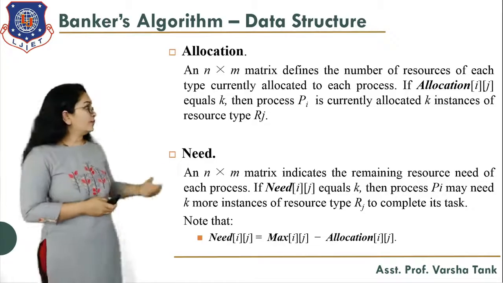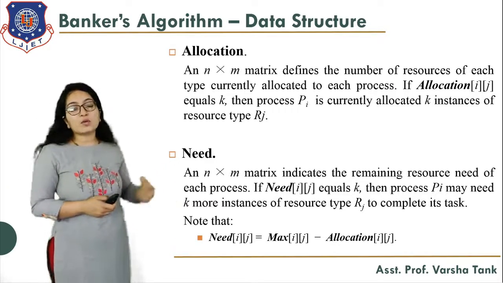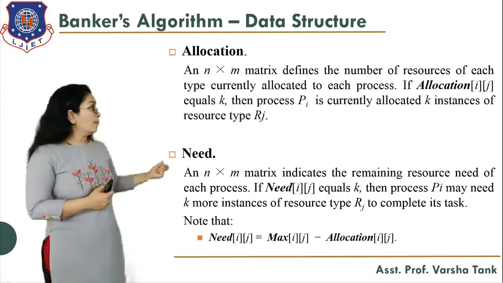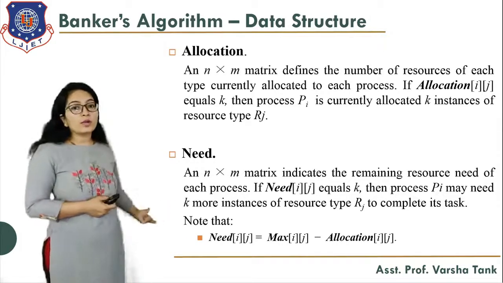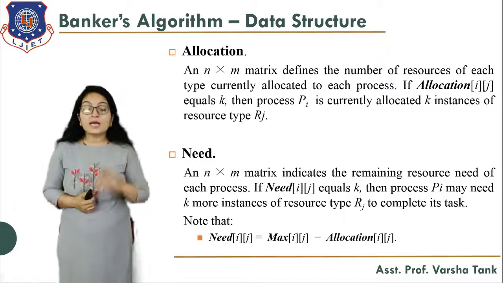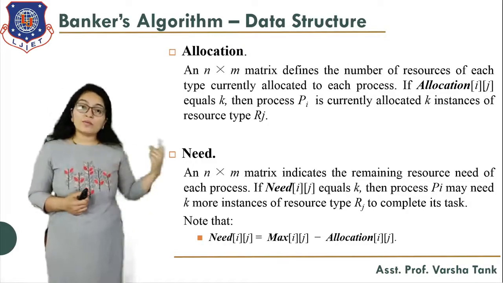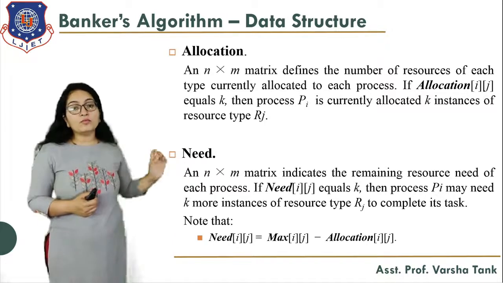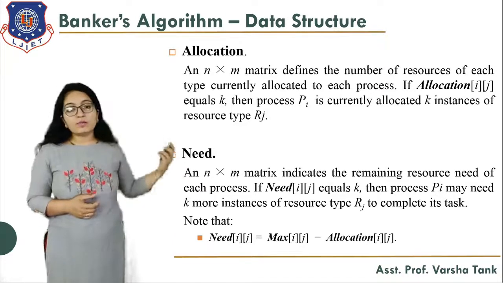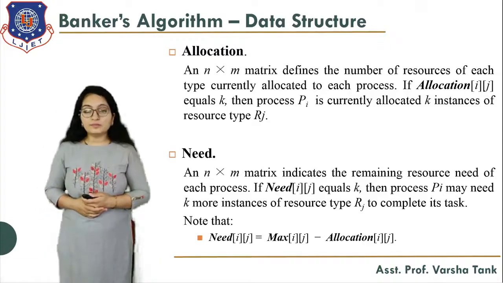Got it? So how can we define it? Need[i][j] is equal to max[i][j] minus allocation[i][j]. This is the formula to define the need matrix, and we have to use it when we are calculating the example of this banker's algorithm. That we will see in the example in detail.